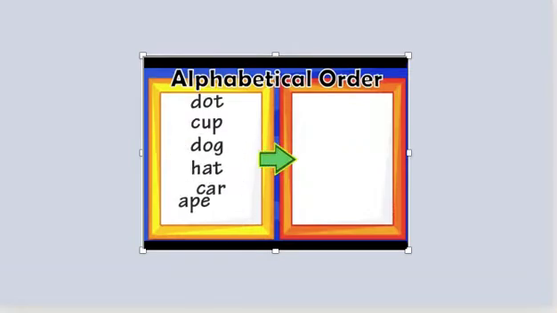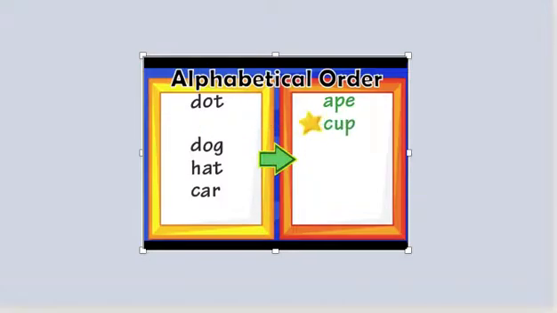Just line your words up so you can see the first letter of each word in one column. And we'll start at the beginning. See any A words? Oh, there's one, ape. Let's put it up here. Our first word. Okay, how about B words? Nope. C words? Oh, yes, cup. So we'll put that here.